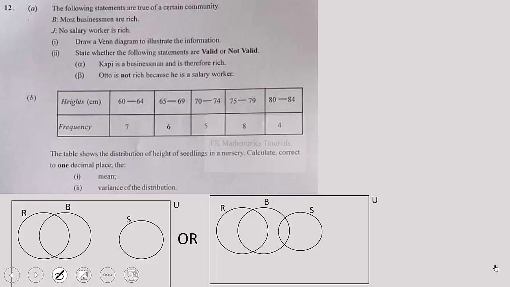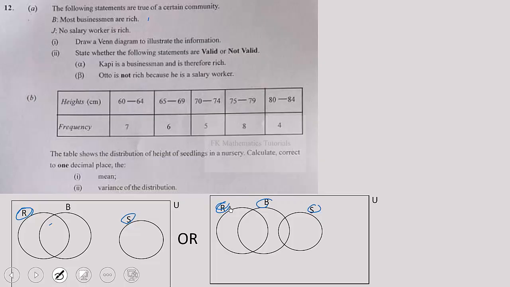So the reason why we can draw them like this is that they say most businessmen are rich. So it means businessmen and rich men have intersection, which is here. And no salary worker is rich. So we have salary worker here, and rich people, they have no intersection. You can see that is true. Rich people and salary worker, no intersection. Businessmen and rich men have intersection. So either of them is correct.